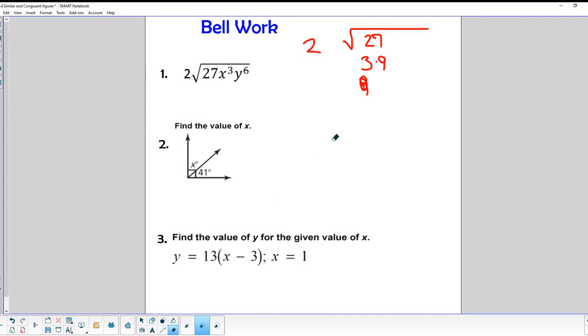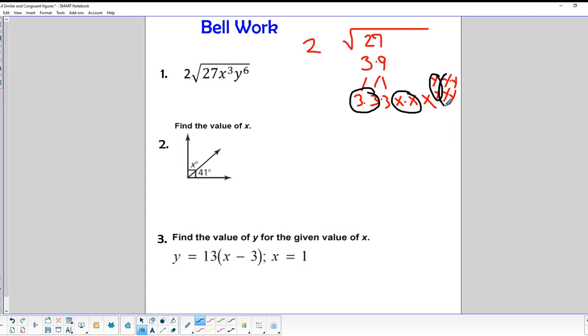So let's go back and write that down here. As long as we know where we're going, we're going to have a 3, and 9 breaks down into 3 times 3. And then remember with the x's, we have 3 of those, so x times x times x. And with the y, we have 6 of them. So 1, 2, 3, 4, 5, 6. All right, let's circle the pairs of factors we have.